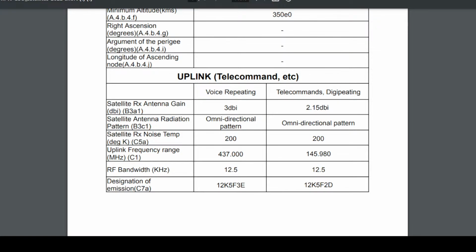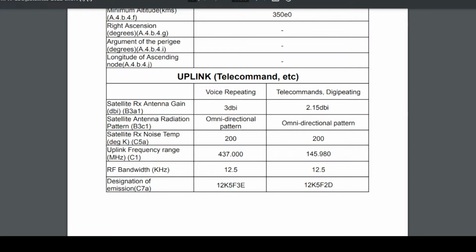Then the uplink frequency range for voice repeating was 437 megahertz, which lies in the UHF range, the ultra high frequency band. As sir suggested at the start of the PPT, there are two bands which are utilized. One is VHF and another is UHF. The voice repeating was done under UHF, and telecommands and digipeating were done under VHF. These two separate bands were allocated to us free of cost by ITU for being a part of the Ham Radio Club crowd.